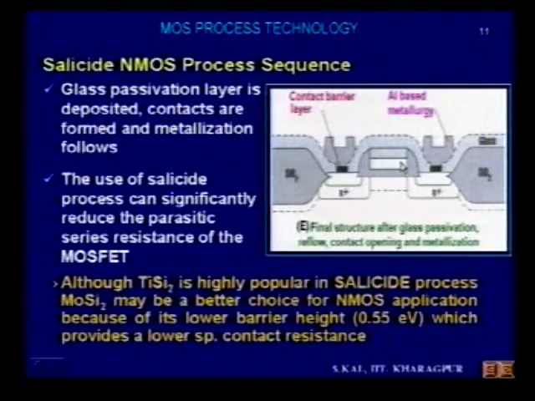So here, what is the gate? Gate is the first layer of oxide, then you have polysilicon, then you are getting silicide.